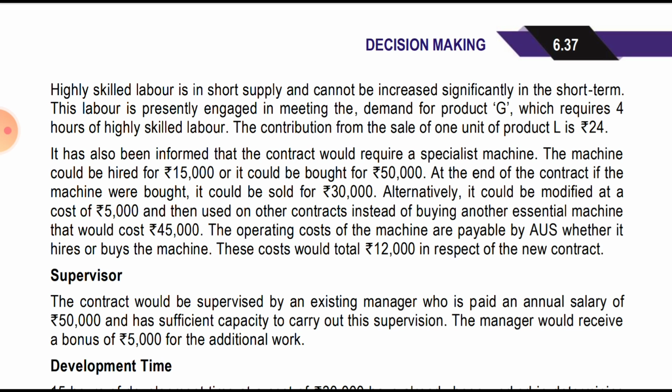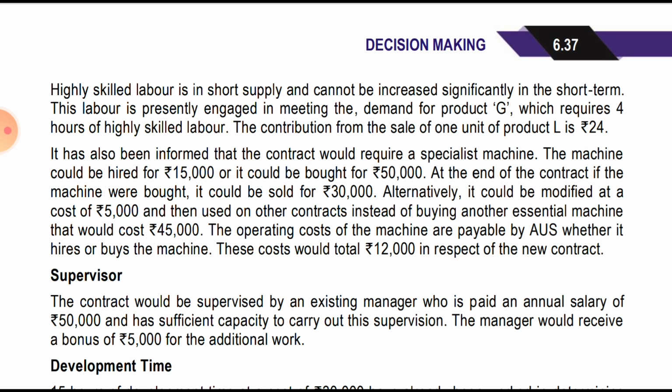If it is purchased, it will cost 50,000 at the end of the contract. If the machinery were bought, it could be sold for 30,000. So we bought for 50, sold for 30, so it will cost 20,000. We will identify various alternatives and then select the lower cost alternative.